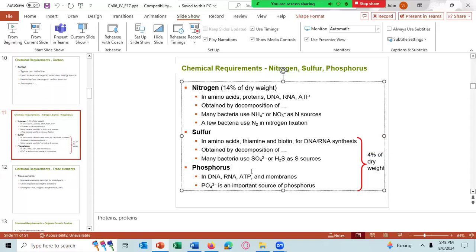Phosphorus is required for DNA, RNA, and ATP production. It's also required for making membranes, meaning we need phosphorus to make phospholipids, which make up the membranes. Phosphate is an important source of phosphorus, and we can get phosphates from the food we eat and the liquids we drink, like you can get phosphate from milk, for example. And yes, we can use phosphate, although I think we get a lot of our phosphorus from eating phospholipids, like when we eat a cell and it has a membrane. Any question about that? So most bacteria can get phosphorus from phosphate.